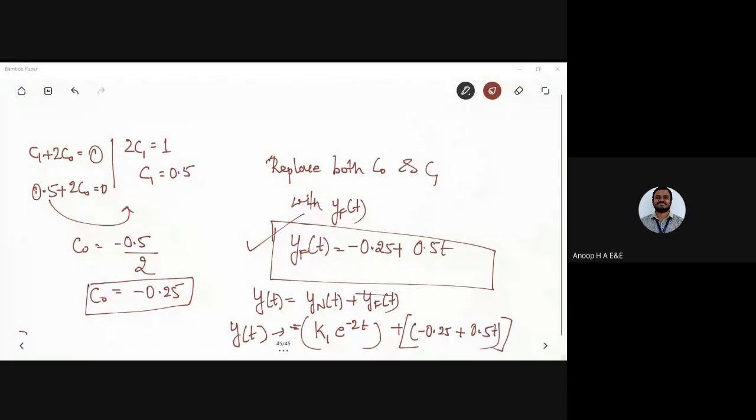So we'll stop here, and in the next class, we'll be continuing with how we can find out the forced response and the natural response with initial conditions. So here we didn't specify any initial conditions, and we'll be specifying the initial conditions in our later problems. We'll have our next class in tomorrow's session. Okay.